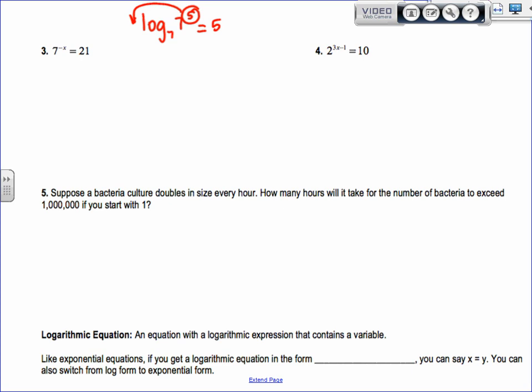So when they had something like number 3, 7 to the negative x equals 21, I just said, if you do log base 7 on both sides, then you're good, because this becomes negative x. This goes to the front, it cancels. Do you see what I'm saying? You don't have to write this, just pay attention. So you get negative x equals log base 7 of 21, which is log of 21 over log of 7, and they were good. They would get the answer.